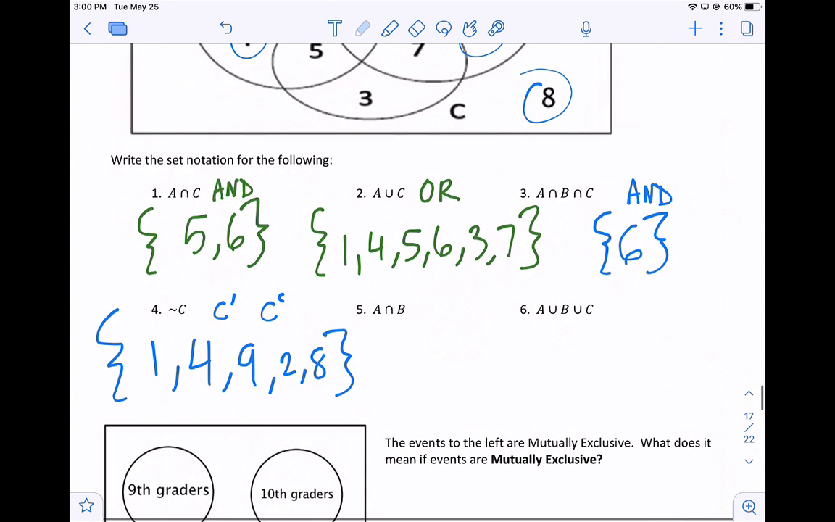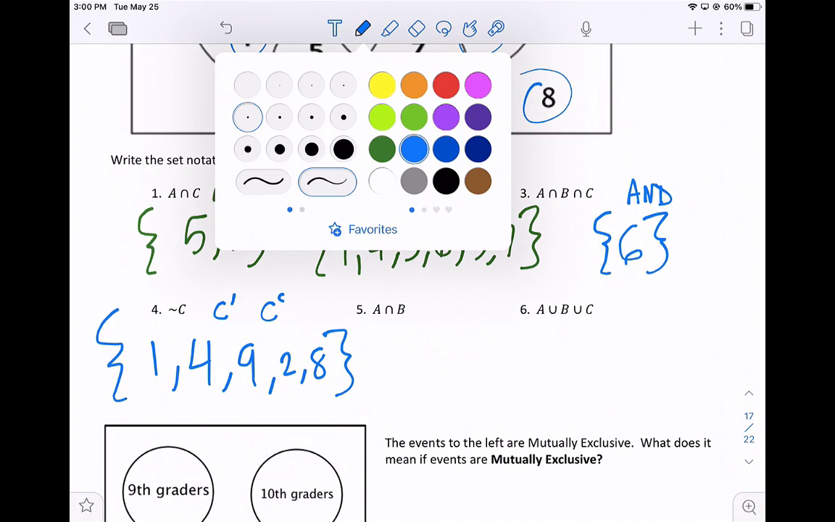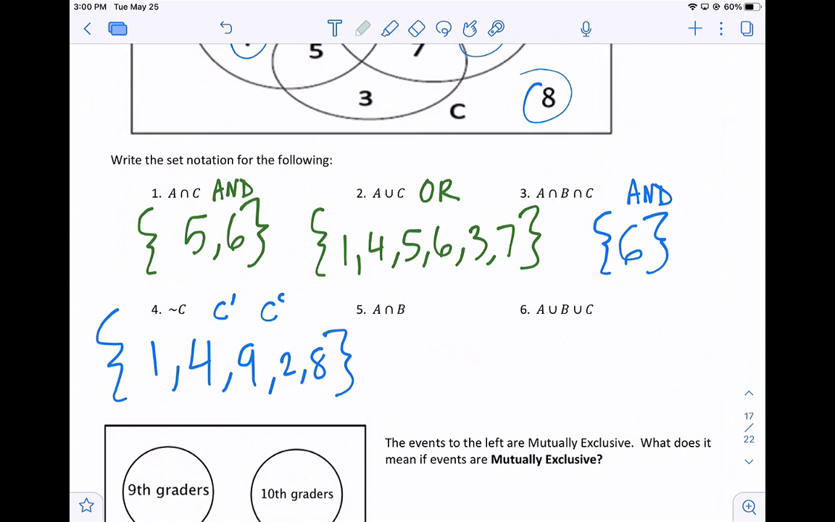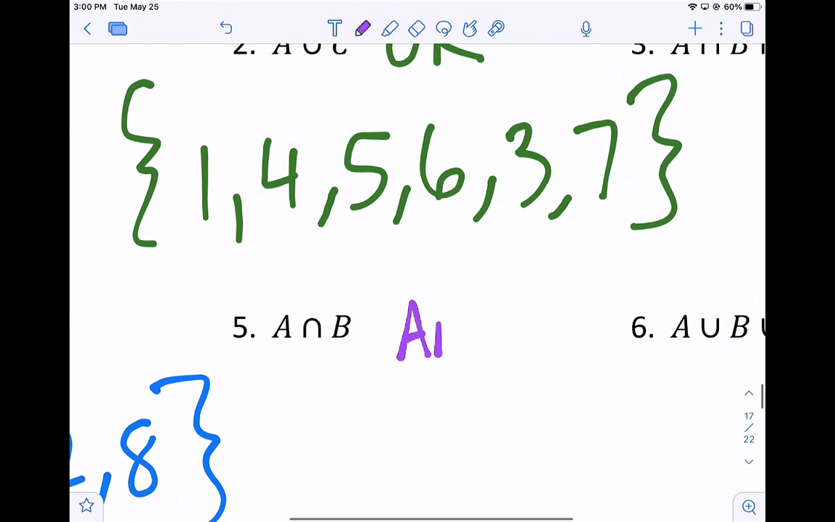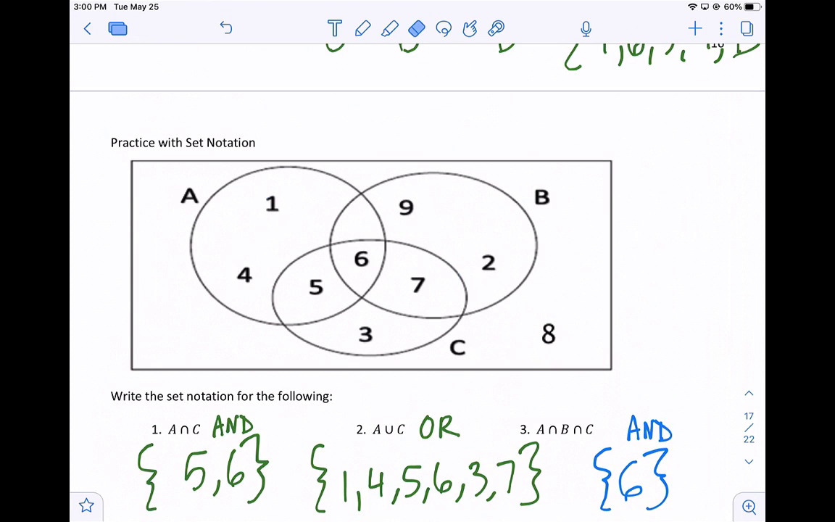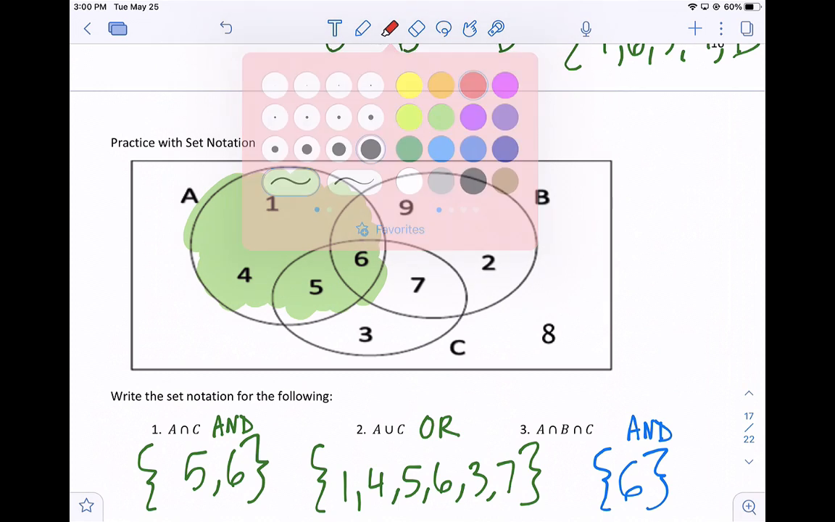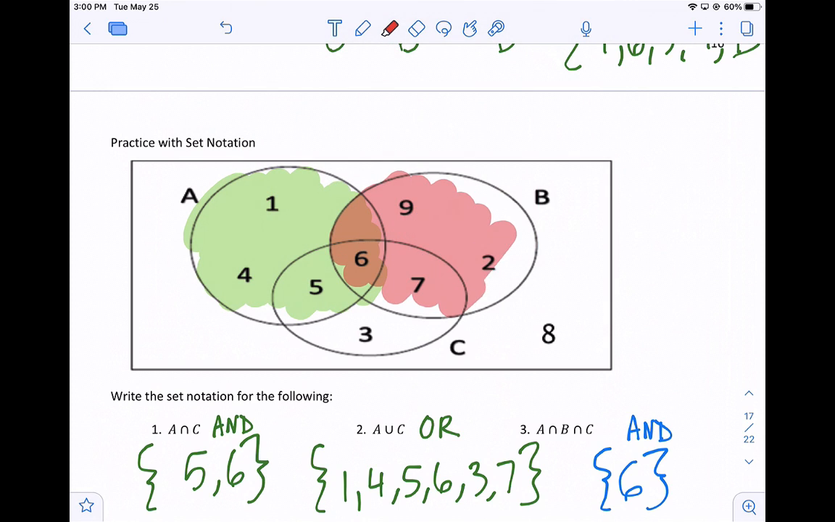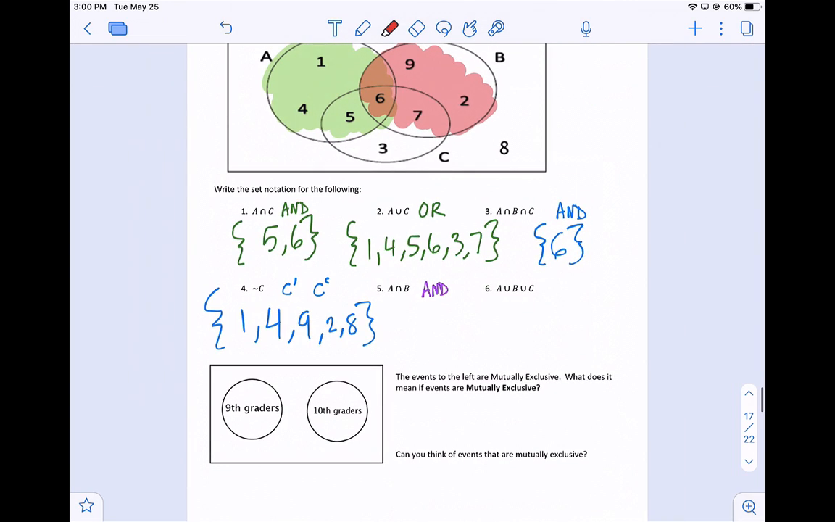Okay. The next one, we'll switch colors here. All right, so this is A and B. Okay, so A and B, if we highlight, so here's everything in A, here's everything in B. So A and B is just going to be that number 6 again.